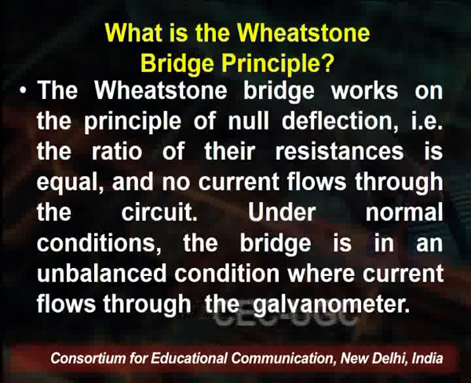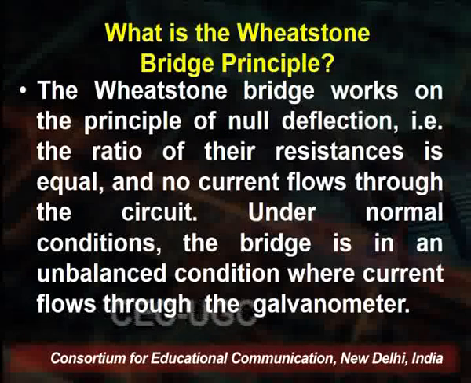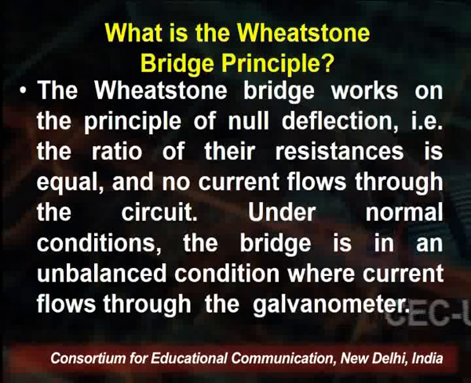Both legs must be balanced, 2 attached with the 4. In the 4 we are taking two pairs, so both pairs must be balanced. That is, when the ratio of the resistances is equal, no current flows through the circuit. Then we will get the null output. Deflection will be in the form of null.